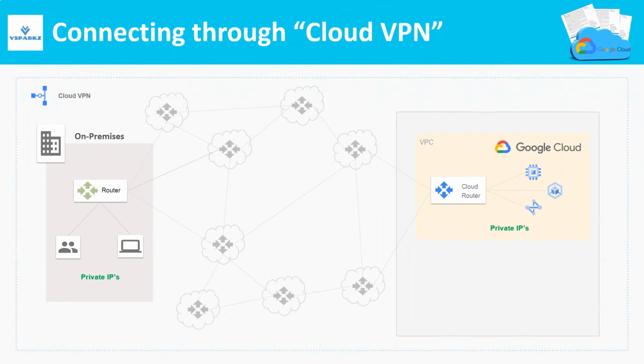Connecting through Cloud VPN. If you are okay with your current internet service provider's bandwidth, but you need a more secure connectivity to Google Cloud, then the option you should choose is Cloud VPN. Cloud VPN establishes a secure encrypted network tunnel between your on-premises and Google Cloud. This guarantees all the traffic between your on-premises and Google Cloud to be private and secure rather than public.